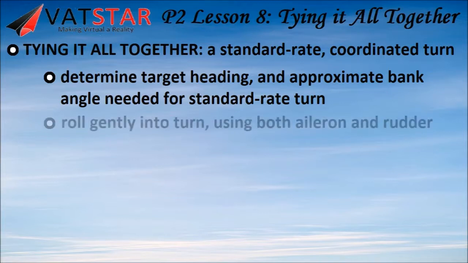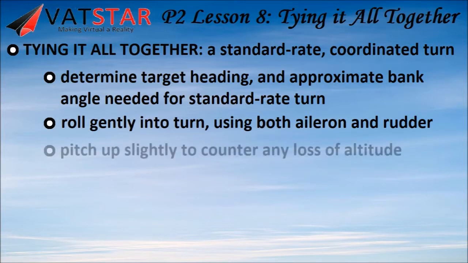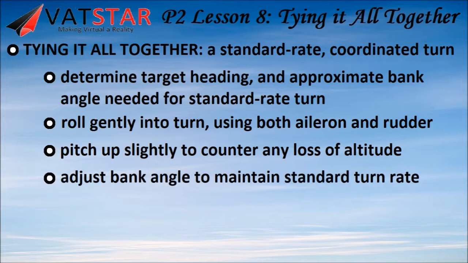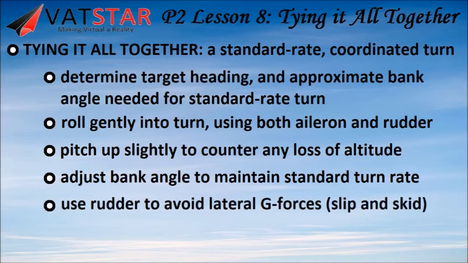degrees. We're going to roll gently into the turn, using both aileron and rudder to counteract any adverse yaw. We're going to pitch up slightly to avoid any loss in altitude, and watch our altimeter to see if we need to adjust. We'll watch the turn rate indicator and adjust the bank angle to maintain a standard turn rate. That will also have the effect of holding a little aileron into the bank to prevent the plane from rolling back to wings level before we intend to. We'll be watching the slip skid indicator and adjusting the rudder to center the ball.